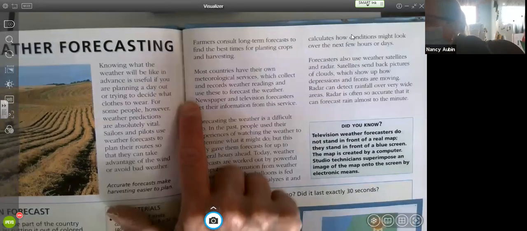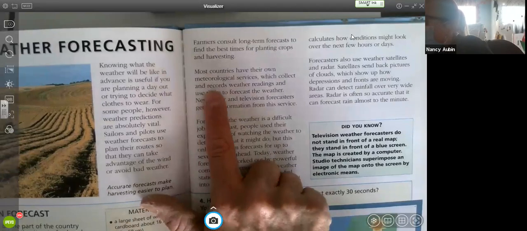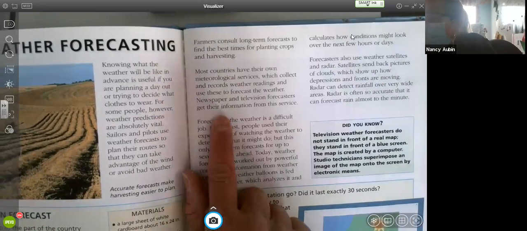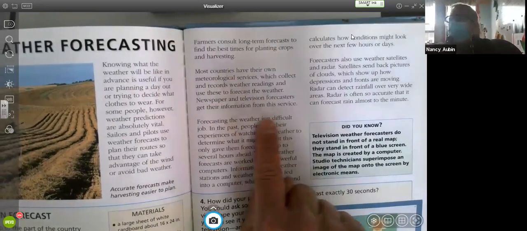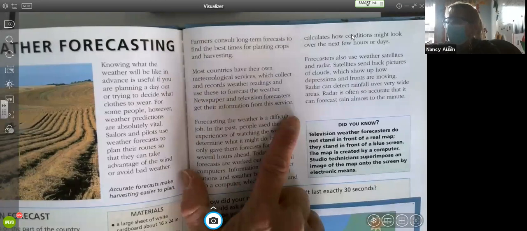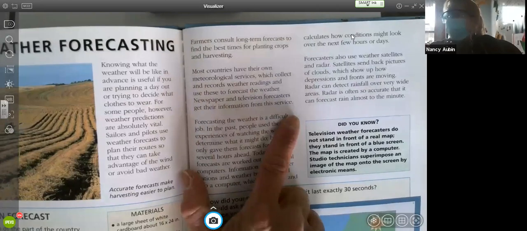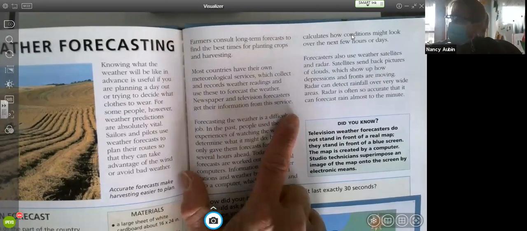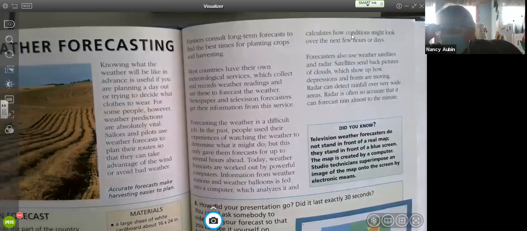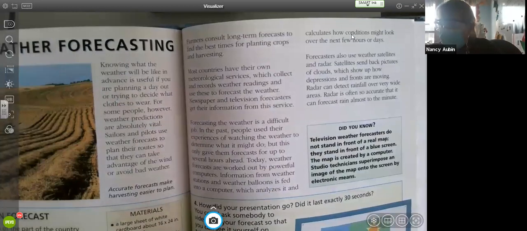Most countries have their own meteorological services, which collect and record weather readings and use these to forecast the weather. Newspaper and television forecasters get their information from this service. Have any of you been to NCAR in Boulder? It's the National Center for Atmospheric Research. It is free to go in. If you're ever there, I'm not sure what they're doing now with COVID, but put it on your bucket list, because it has interactive weather activities. It's very cool. And that is where we get a lot of our information for our state, right?